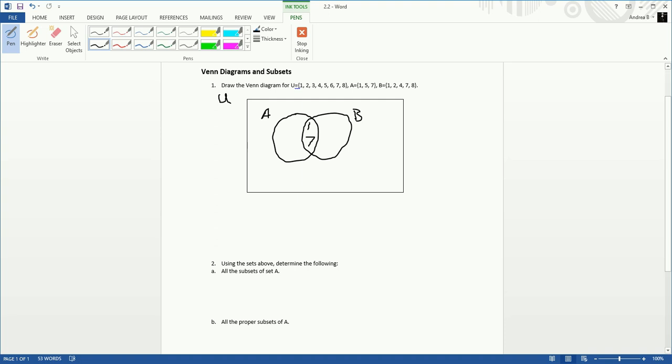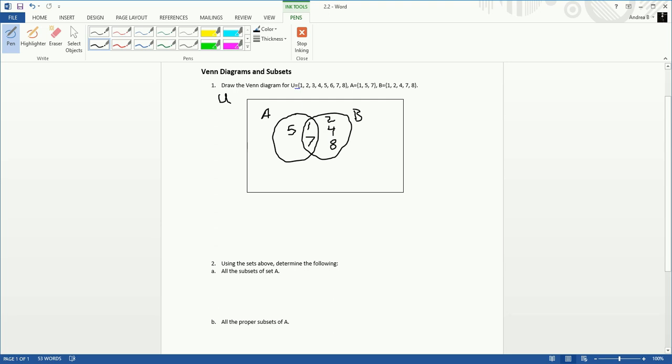And then you want to see what else is in set A that we haven't already listed. So we haven't listed the 5, so that's going to go in just the part A that's not in the middle. And then part B, anything else that was in B that was not already listed, we want to list out in just part B, but not the intersection part. So we'd have 2, 4, and 8 is what is left in set B.